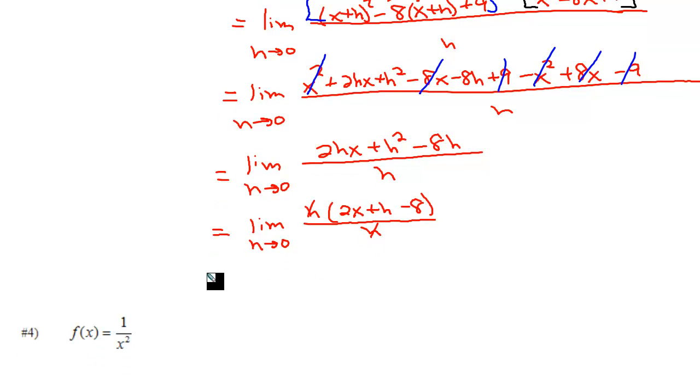We can now cancel an h from the top and the bottom, and we have the limit as h approaches 0 of 2x plus h minus 8. Do you need these parentheses right here? Well, you don't need them unless you want to lose a point. So if you want to have all the points, you need it. If you don't care about losing a point, then you don't need it.